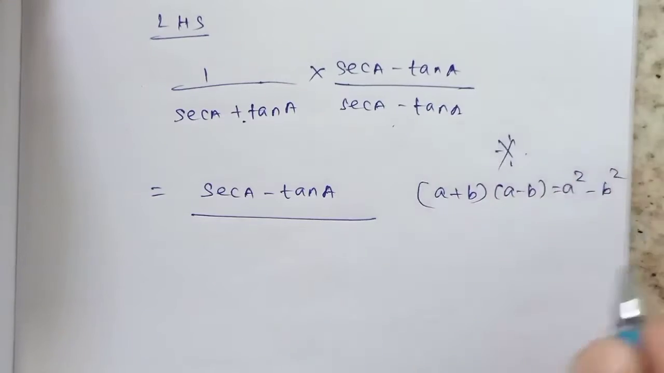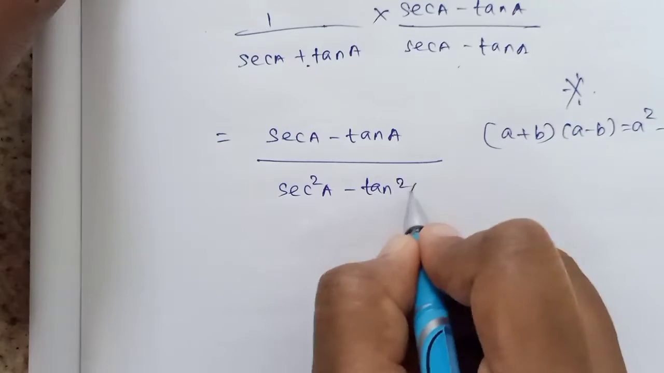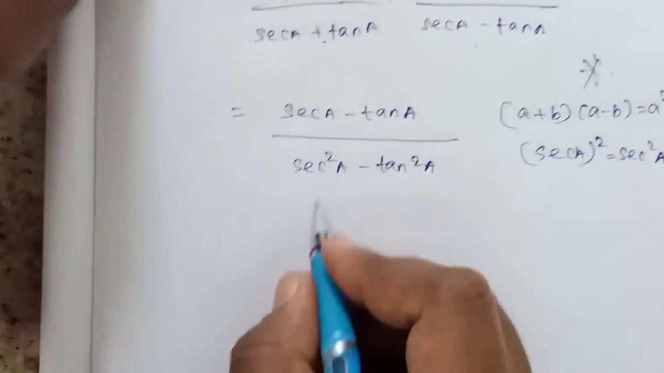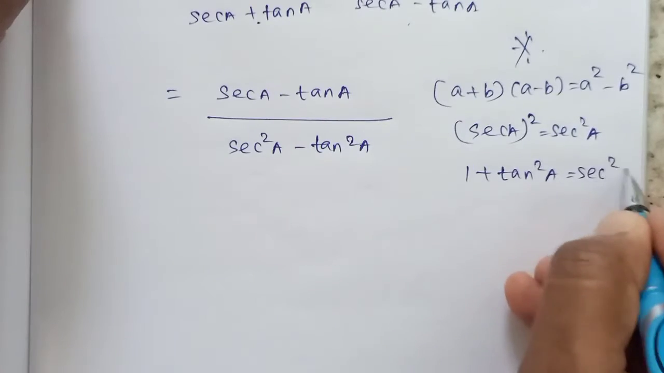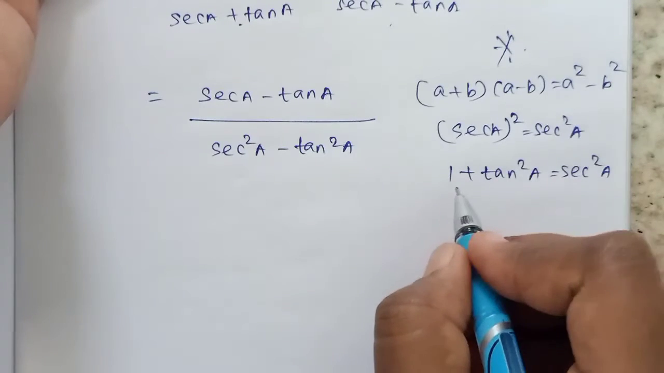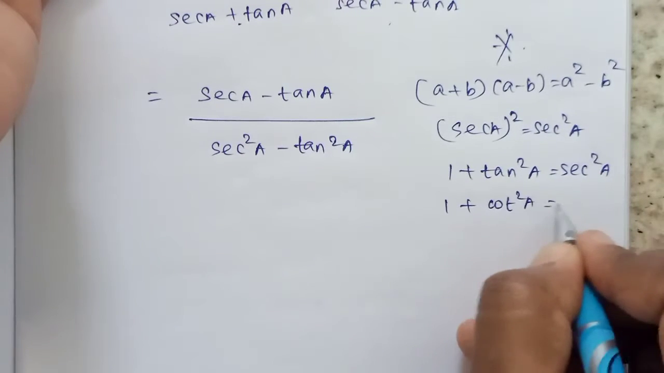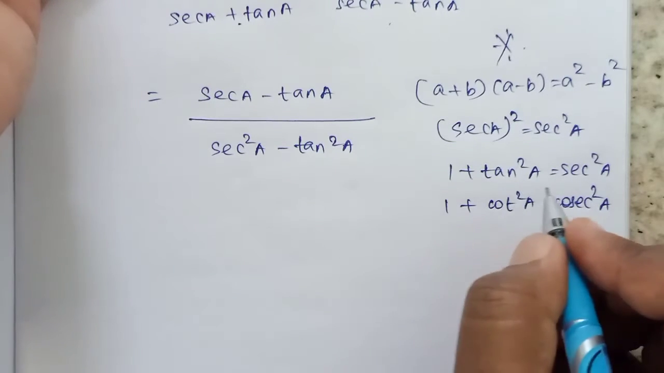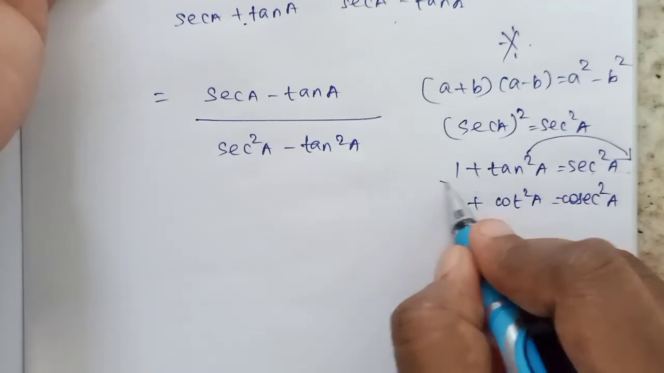This is a very important identity. So secant square A minus tan square A, where secant A the whole square is secant square A. We know the identity 1 plus tan square A is equal to secant square A. You should memorize the three identities. The first is sin square A plus cos square A equal to 1. The second is 1 plus tan square A equal to secant square A. Then 1 plus cot square A equal to cosecant square A. There are only three identities in trigonometry, so memorize these. If you bring tan square to this side it becomes minus tan square, so secant square minus tan square is nothing but 1.